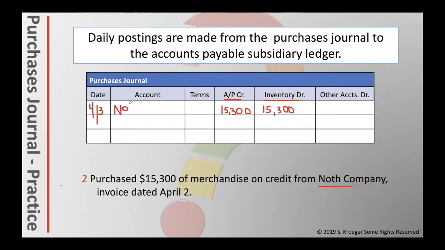The terms I listed for you before, I showed you, it was 2, 10, and 30. So I'm just going to write 2, 10, but it would be 2, 10, and 30. And that would be it for this transaction.